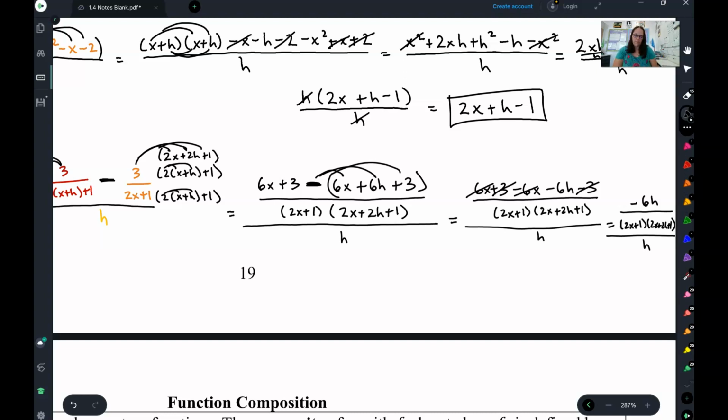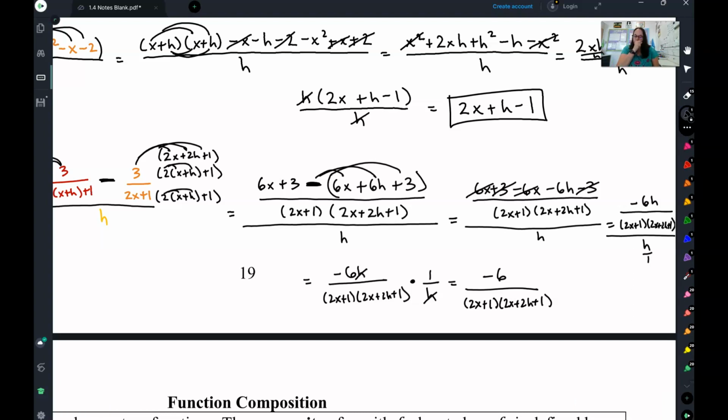So now that I have simplified this as much as I can, now I can finally do keep, switch, flip. So remember that means keep the numerator the same. There's my numerator. Switch to multiplying and then flip the denominator. And look at that. I have an h on top and an h on bottom that will cancel, just like last time. So now I'm left with a negative 6 over this common denominator. And that is actually as simplified as we want it.